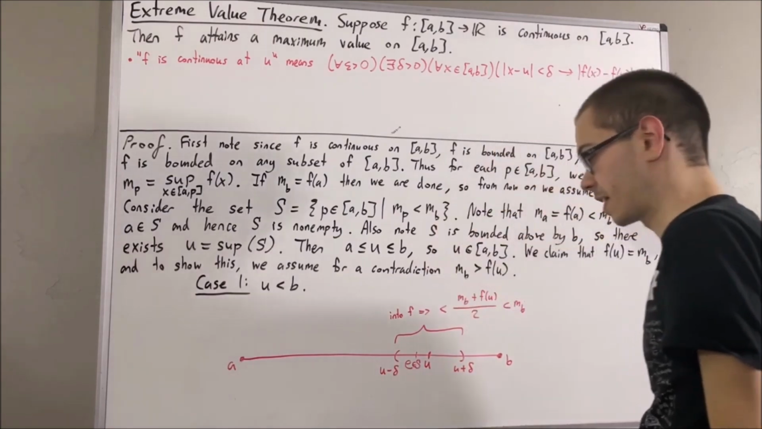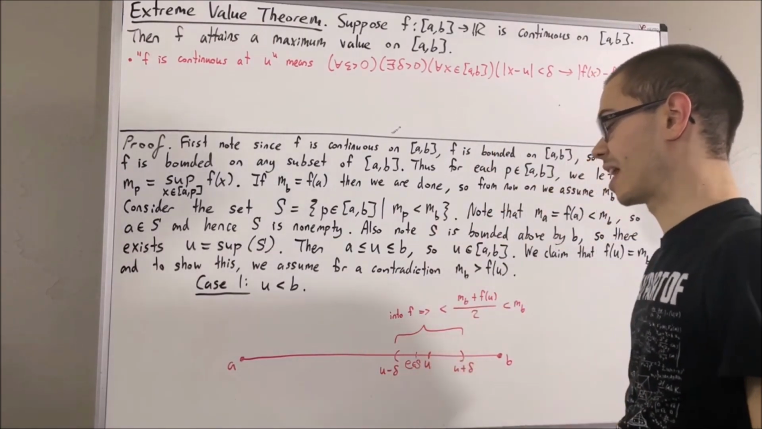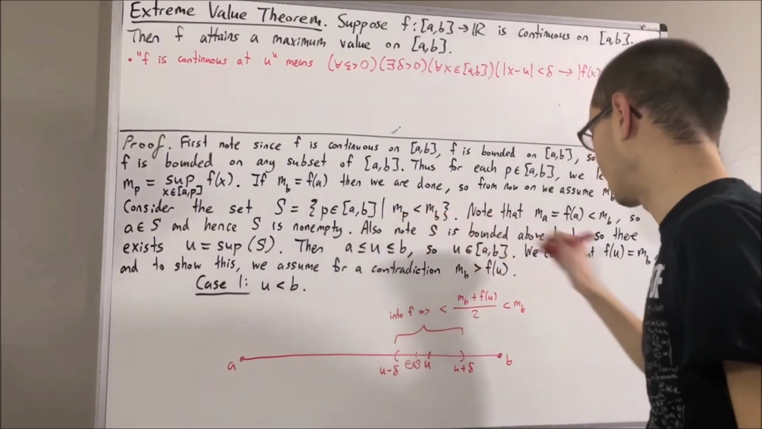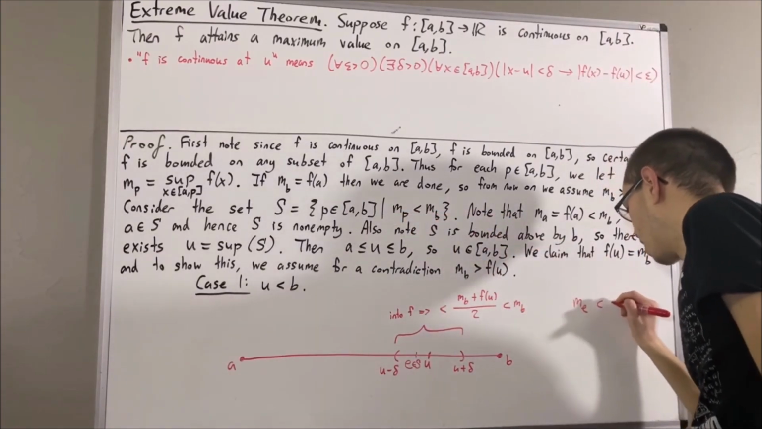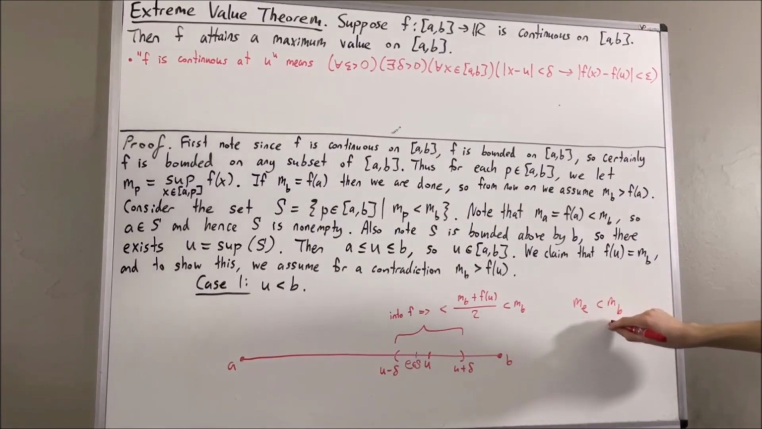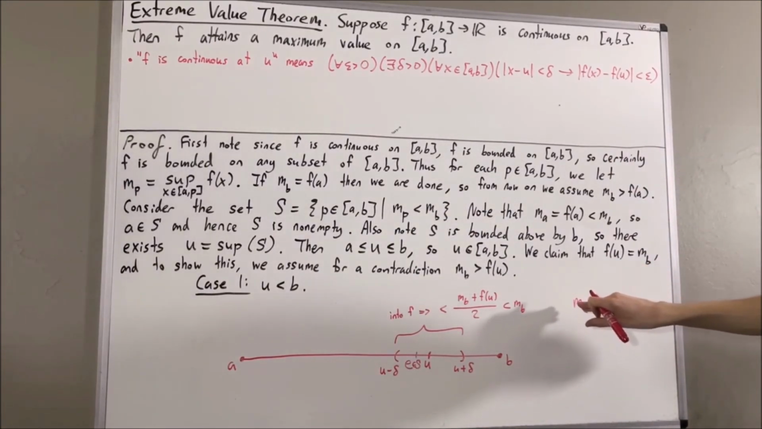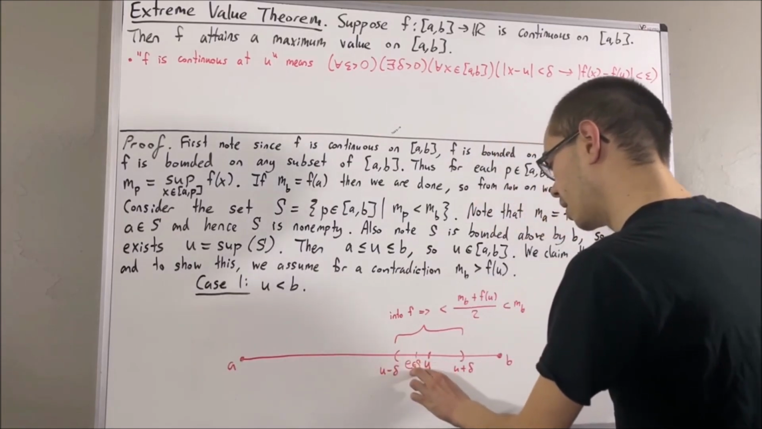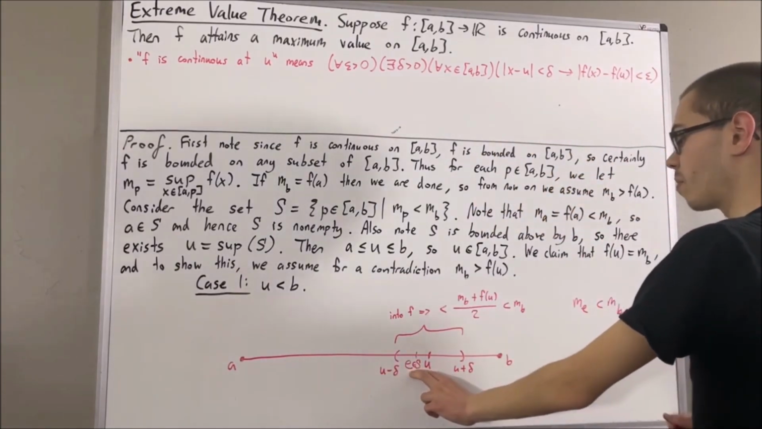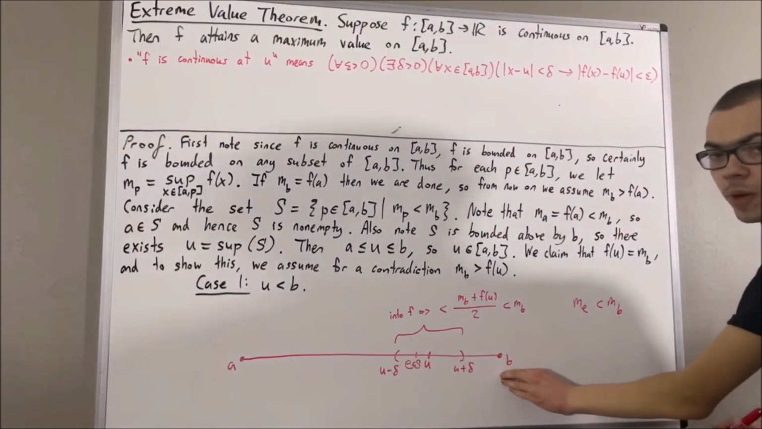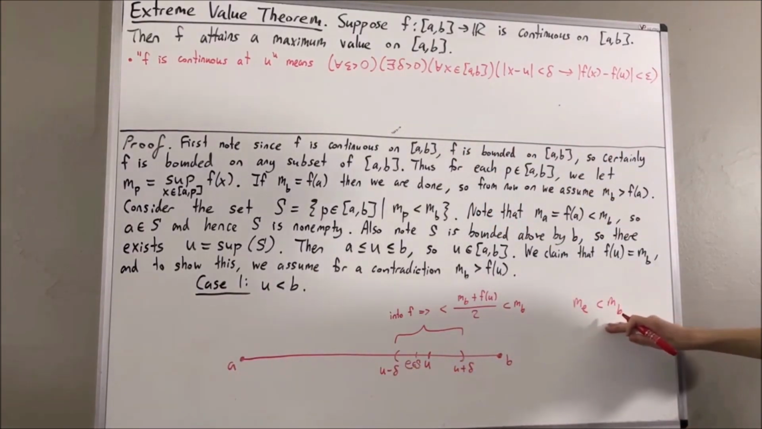So E is an element of S. And since E is an element of S, this means that ME is less than MB. Right, so ME is less than MB. But what do these things mean? This is saying that the least upper bound of the output values of F from A to E is strictly less than the least upper bound of the output values over the entire domain, right? That's what this is saying.